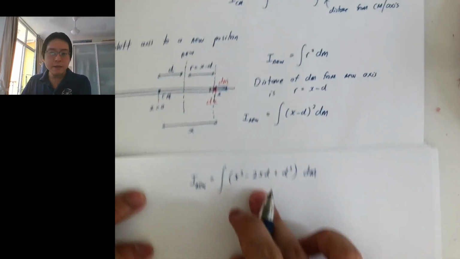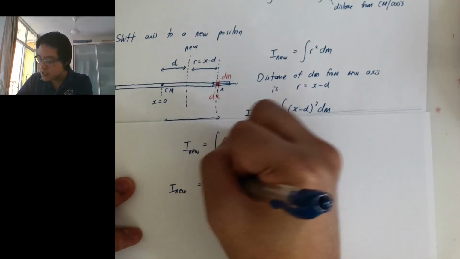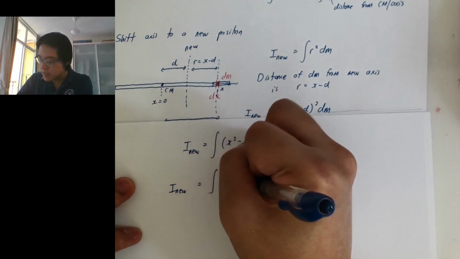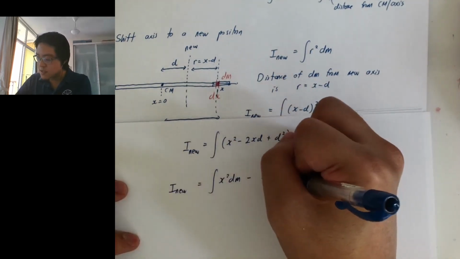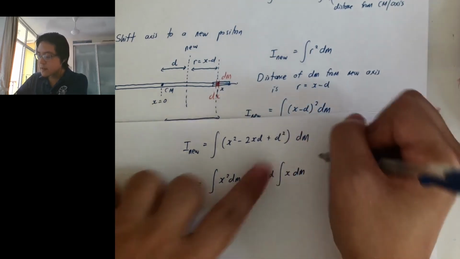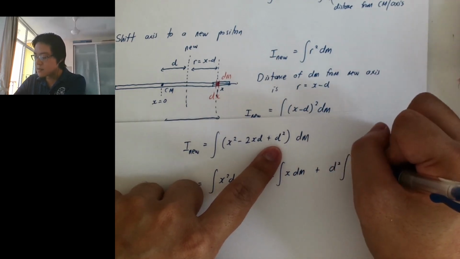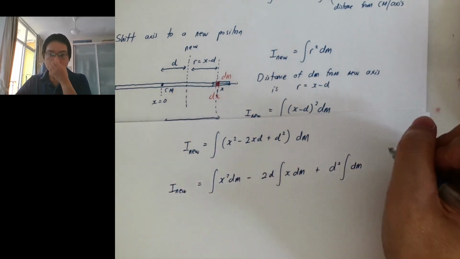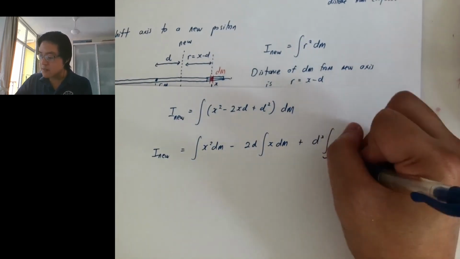It becomes 3 terms, so we integrate term by term. My new moment of inertia is the integral of x squared dm, minus the constant: 2 is a constant, d is a constant, so I'm just integrating x dm, and then plus d squared, a constant, so I'm just integrating dm. Then we notice something here. The integral of dm is the total mass.